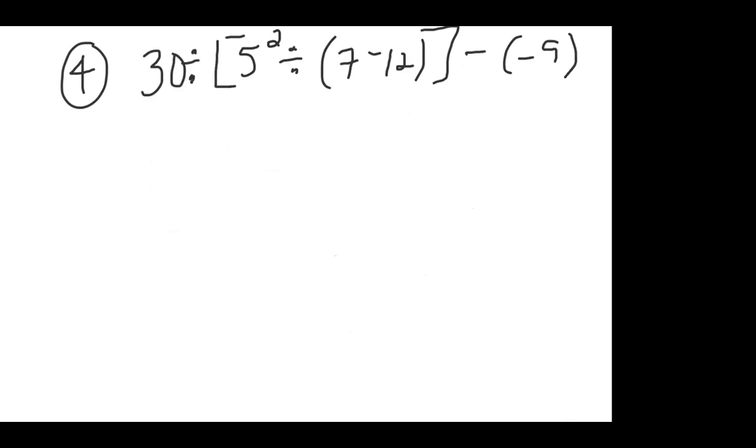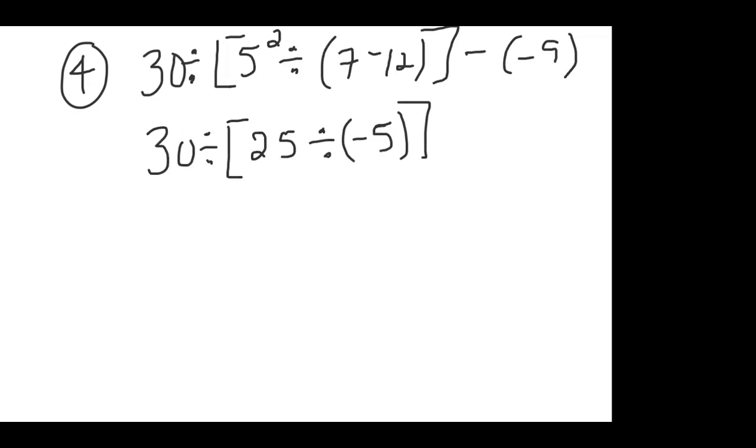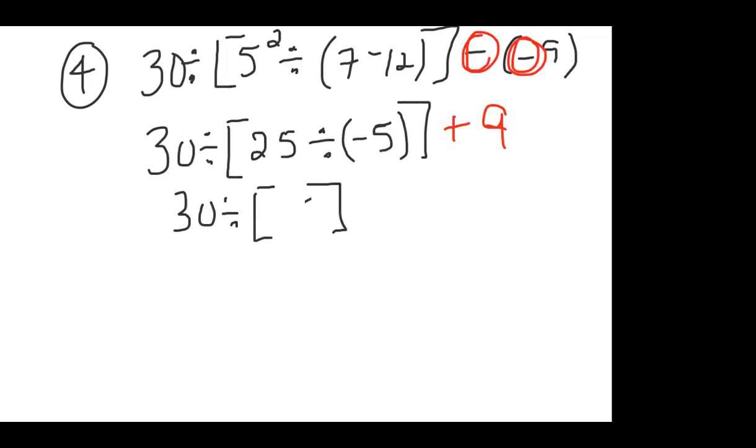So for this one right here, you want to go inside the grouping symbol. In this case here, the brackets. You want to do 5 squared, that's going to give you 25. Do what's inside the parentheses, 7 minus 12, that gives you a negative 5. Close up the bracket. Now, over here on the right of the problem, towards the end, you have minus a negative. Minus a negative becomes a positive, guys. So notice I'm putting that positive 9 there. Now, we're going to continue working inside the brackets. 25 divided by negative 5 is a negative 5.